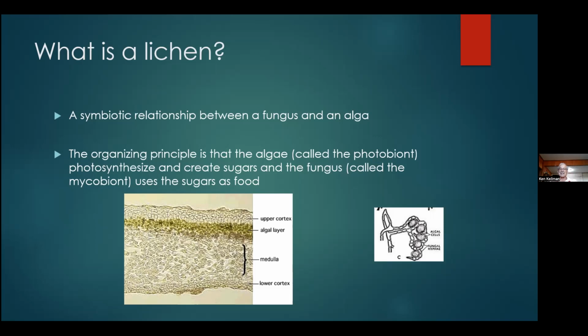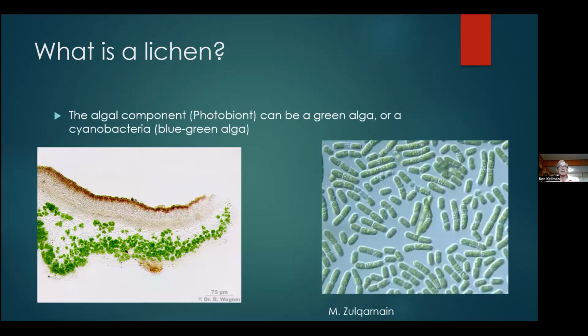And if you think that this is just, well, we grow around that, you have to know that as the lichen develops, the algae and the haustoria are actually developing together and modifying each other as the lichen grows. Now, the algal component, which we remember called the photobiont, can be a green algae, or it can be a cyanobacteria, which is a blue-green algae. The difference between the two is cyanobacteria have no nucleus in the cell. They both photosynthesize.